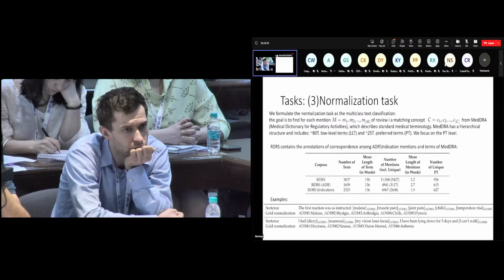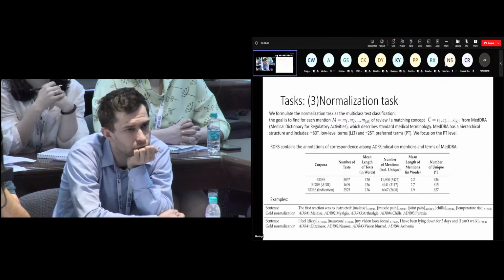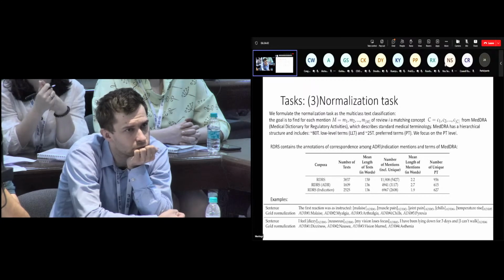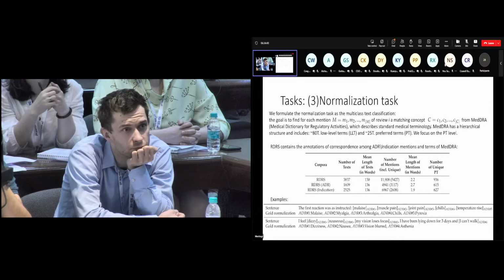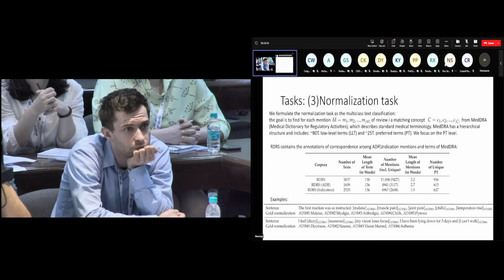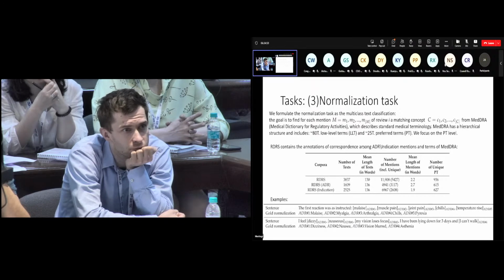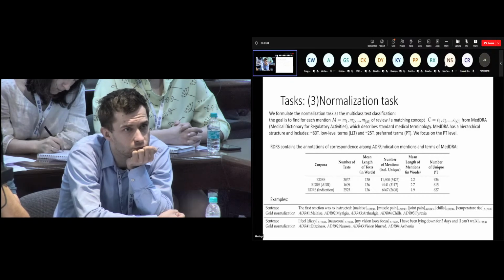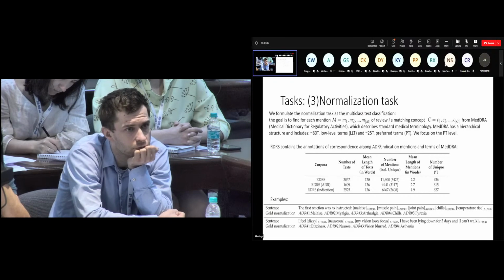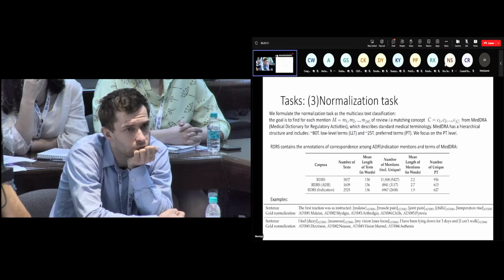The normalization task is aimed at establishing a correspondence between user mentions of entities and standard medical terminology. The RDRS contain annotations of adverse drug reaction and indication mentions in terms of MedDRA. MedDRA is a medical dictionary for regulatory activities. It has a hierarchical structure and includes nearly 80,000 terms from different levels. We focus on the preferred term level that contains nearly 25,000 terms. Examples of the gold annotation are shown at the bottom of the slide.